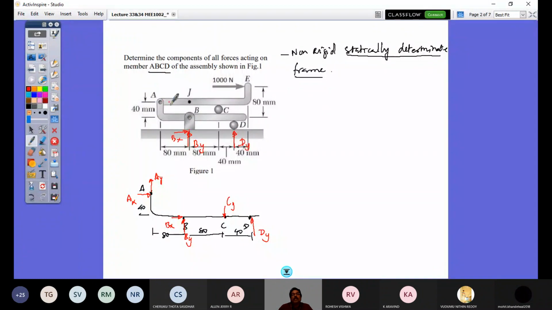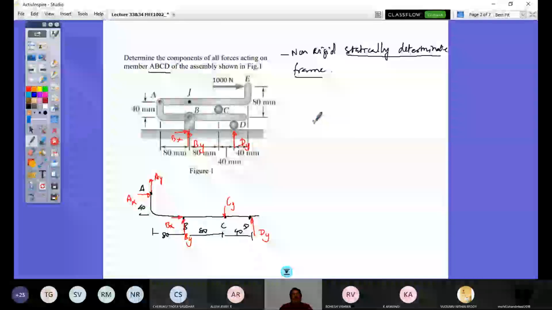So the rest I will not show because I do not dismember this. So at A I don't require to show the component. I do not take out this roller, so I do not require to show Cy. So I have only 3 unknowns in this free body diagram, and I can very well find out these 3 unknowns now. I will solve first for Bx, By and Dy.